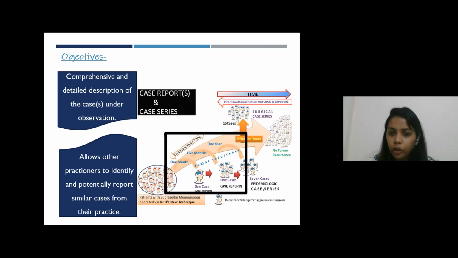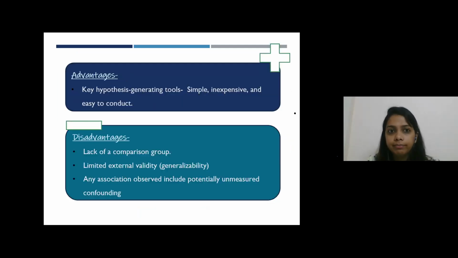So they took a short period of time. They identified the time and they started noticing. When one case came back, they reported. Then many cases started coming back. Now that becomes a case series. So there are advantages. Basically, these are key hypothesis-generating tools.